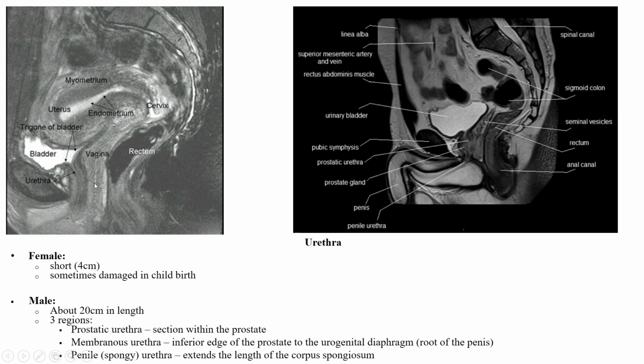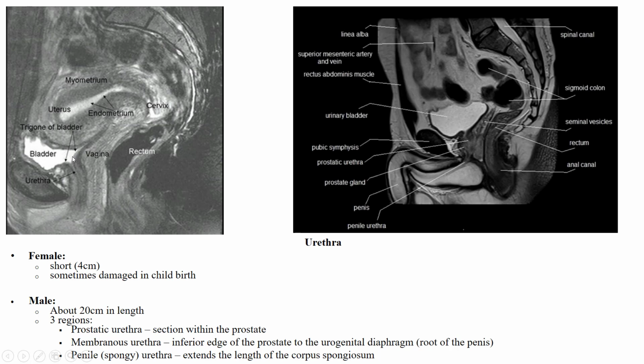It's just anterior to the vagina, so sometimes during childbirth with the trauma that occurs there, you can have some damage to the urethra. Just posterior to the vagina is the rectum. And on this particular image, you can see the trigone area of the bladder, which is, remember, where the ureters come down and connect to the bladder, in the posterior inferior portion of the bladder.